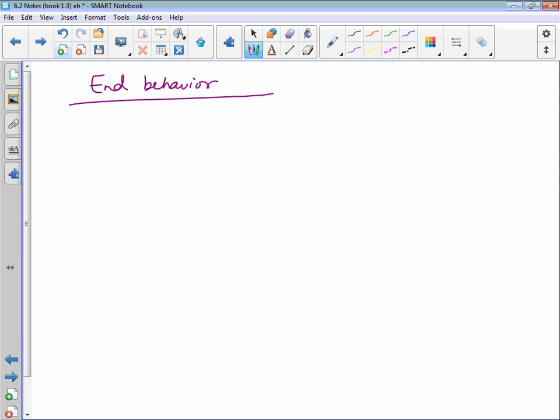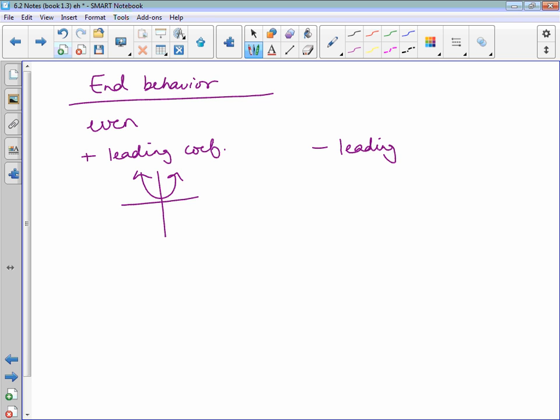Alright guys, so you can have an even degree. When I'm talking about even, when it's a polynomial, we're looking at the highest exponent that you have, okay? That's what determines the even or odd. Even, if it's a positive leading coefficient, the graph you should think of is just a happy old parabola. And if it's a negative leading coefficient, then it's just an upside down parabola.